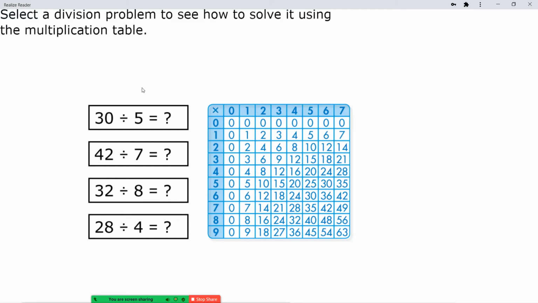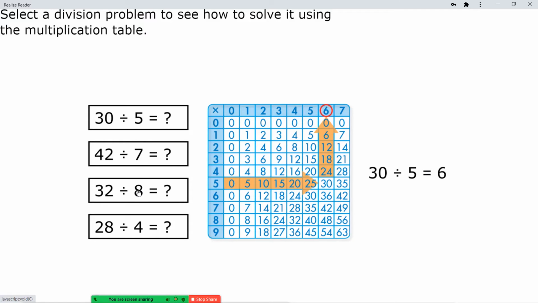Okay, so for this section, we can choose any one of these equations to solve using this multiplication table. So we can pick the second one and do 42 divided by 7. 42 divided by 7 equals 6. So what you would do is you would go across the 7 until you get to the number 42. Once you've found that number, you're going to look straight up until you get to the top of that column to figure out what your missing factor is. Now, if we did it for 30 divided by 5, same thing. You're going to look across the 5s until you get to 30 and then look up. 30 divided by 5 equals 6.